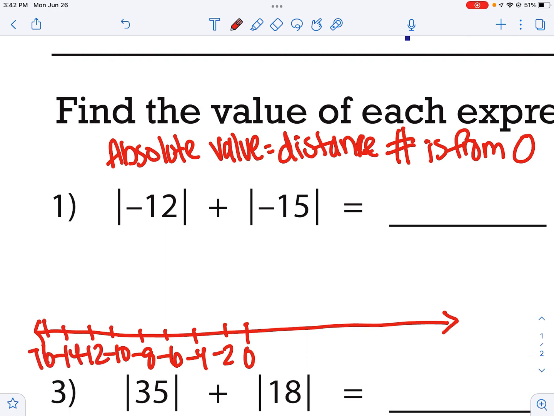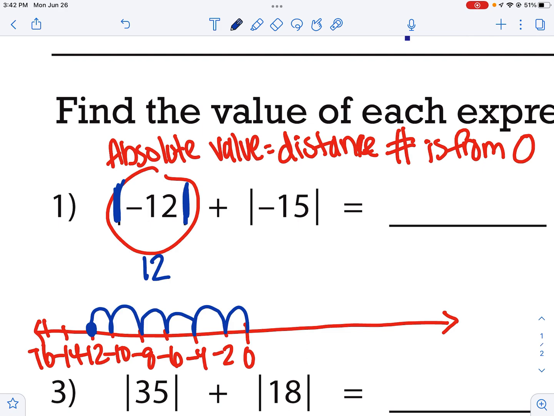Okay, so the first number I have is negative 12. So I'm going to find negative 12 on this number line, which is right here. And then to find the absolute value, which is what these lines mean, of negative 12, I got to figure out what is the distance from 0 to negative 12. So I'm going to count how far away it is. So I got 2, 4, 6, 8, 10, 12. Right? I wouldn't say it's negative 12 because I can't travel a negative distance. So the absolute value of negative 12 would just be 12.